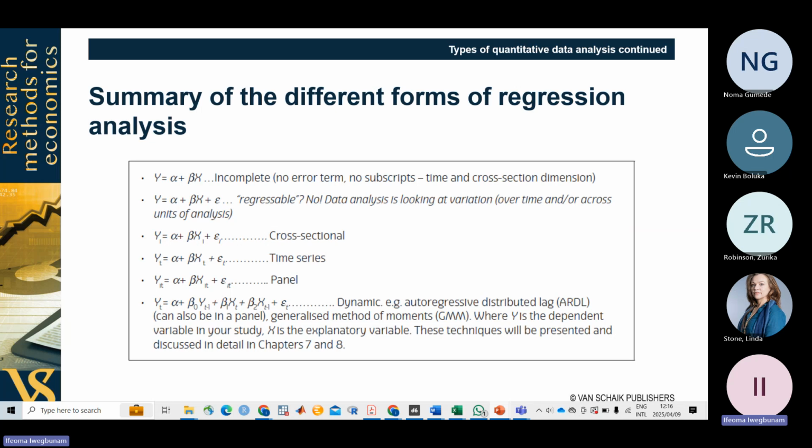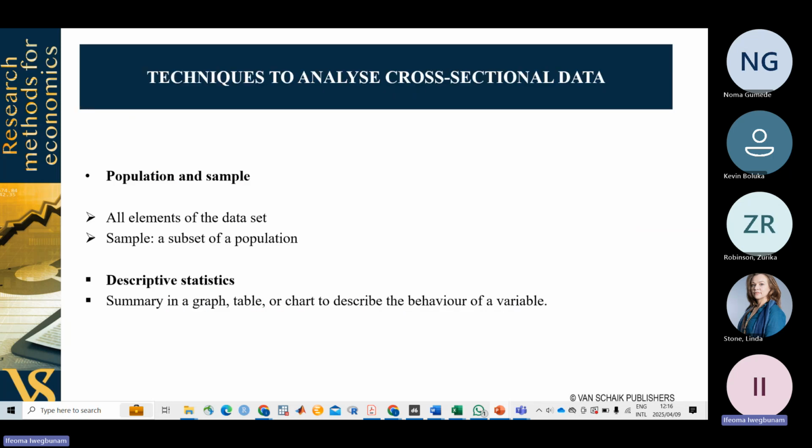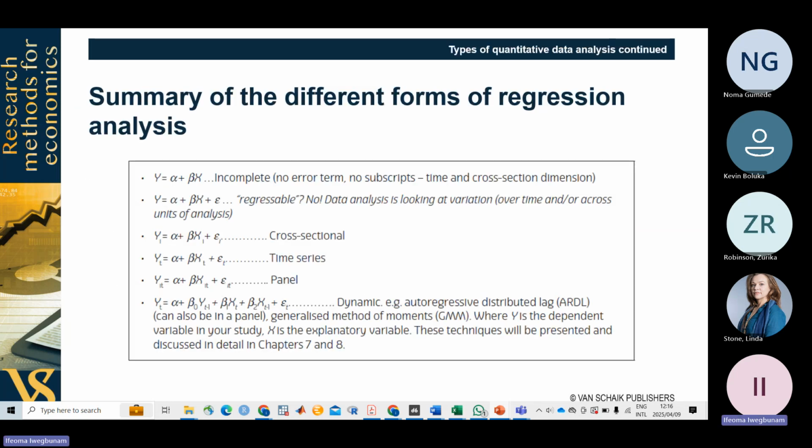Then this is a summary of different regression forms. Looking at this, you can see that in the first part, when you want to set your regression equation, you will see the equation for cross-sectional data. You also see the equation for panel time series data and that of panel data. When you want to set your equation for those analyses, you need to make sure that the equations are set accordingly, depending on the methodology one adopts for the research.